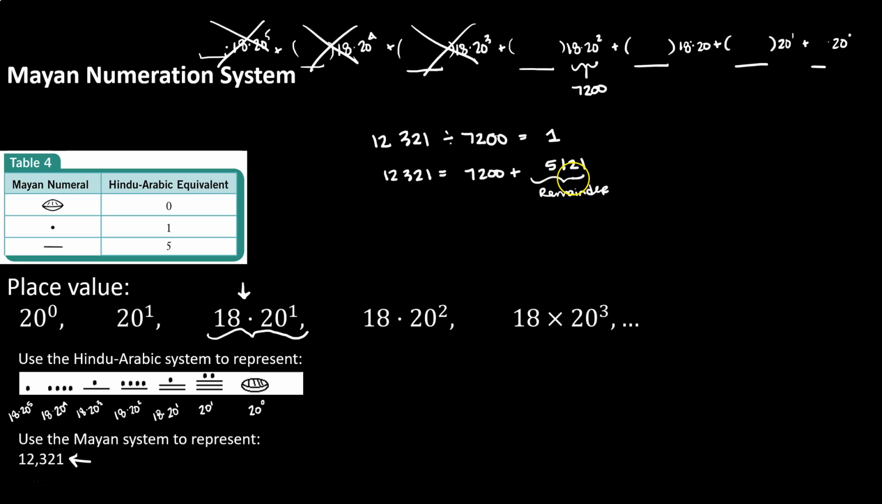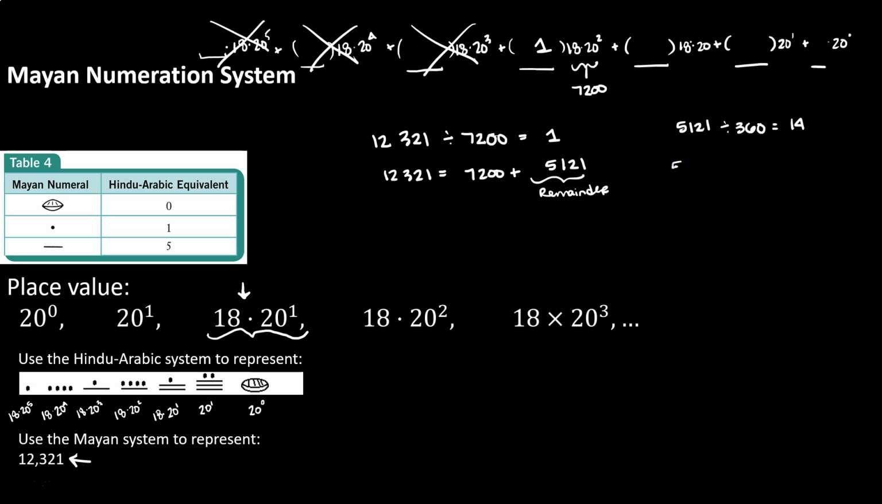So that remainder was just too small to take another 7,200 out, which means we can only put a 1 in this place value. We only have enough to fit one of those into our number. And then from there we work with our remainder. Moving down to the next place value, we're looking at 18 times 20, which is 360. I want to know how many times can we take 360 out of our number. So I'll divide 5,121 divided by 360. It fits in 14 times with some remainder.